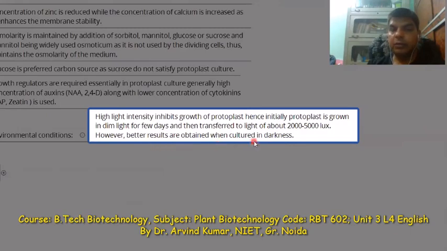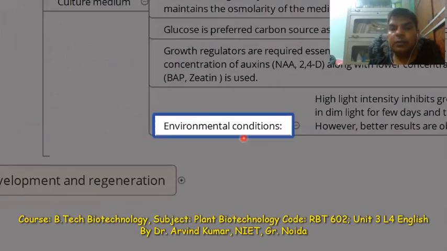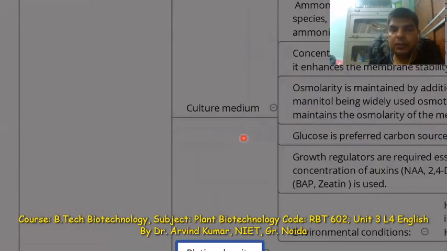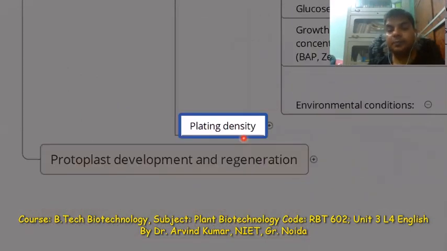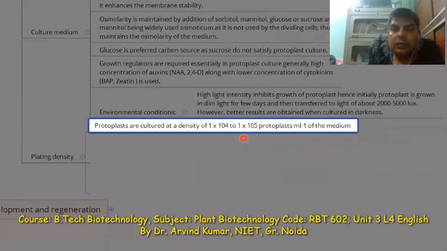However, better results are obtained when culture is in darkness. So we know that initially light is essential for protoplast growth, but gradually we see that we need to remove the light intensity. The plating density, as mentioned previously, has its role there, because sometimes the plating density is high, and then we can use one or other method of protoplast culturing.